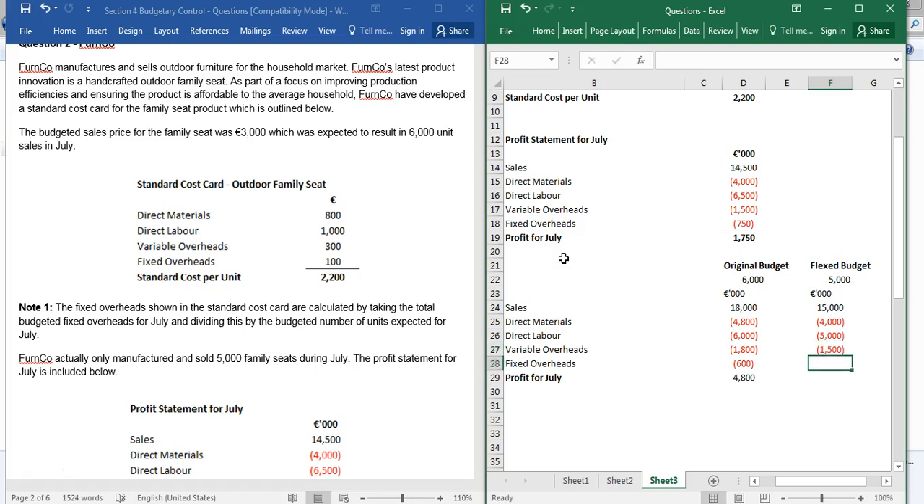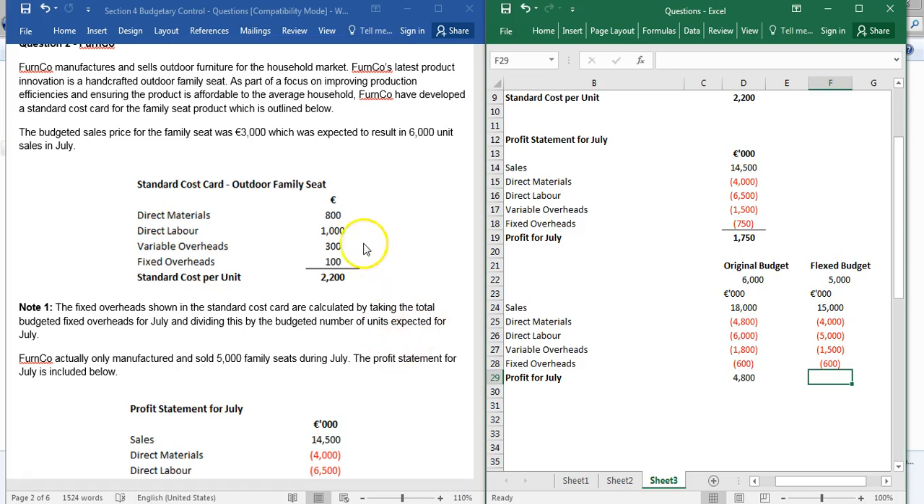Now the thing to watch here is it's not 5 times 100,000. Because remember, these are fixed overheads. You only calculated 100 at the start of the year, just based on your overall estimate. But actually these don't change. So it's still going to be the 600 from the original budget. And that's a little trick I brought in there to see the students understand what a fixed overhead is.